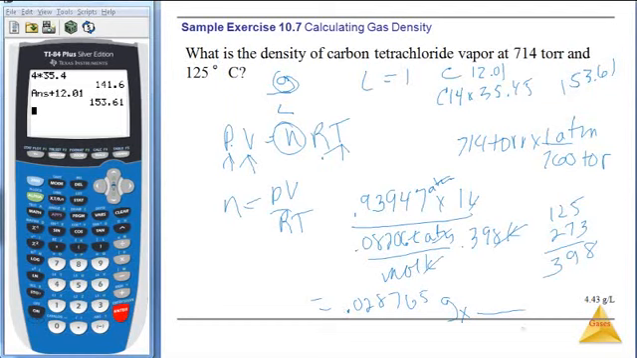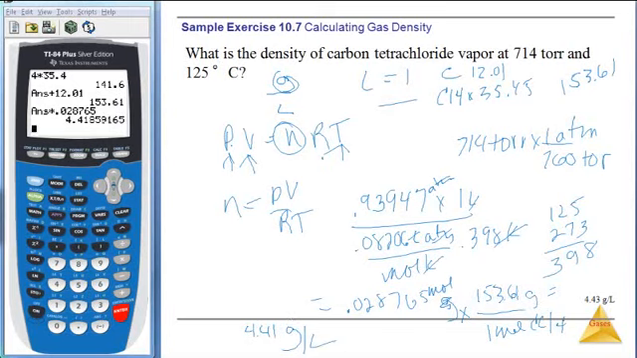Okay, I'm sorry. This is not grams, this is moles. So I have that many moles, and what I know is 1 mole of carbon tetrachloride is 153.61 grams. So I multiply 153.61 times my 0.028765, and I get 4.41 grams, and we said 1 liter is what we're starting with, so grams per liter is my density.